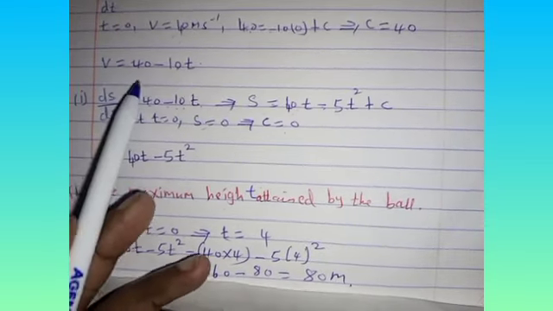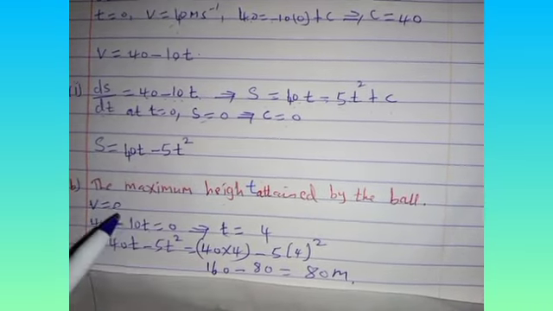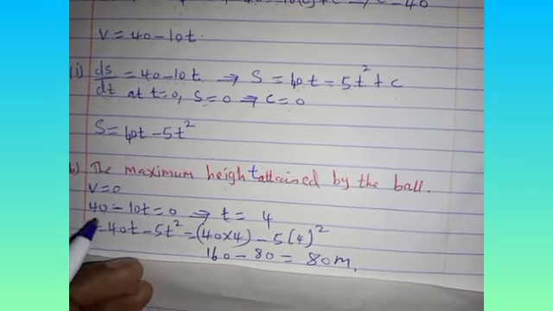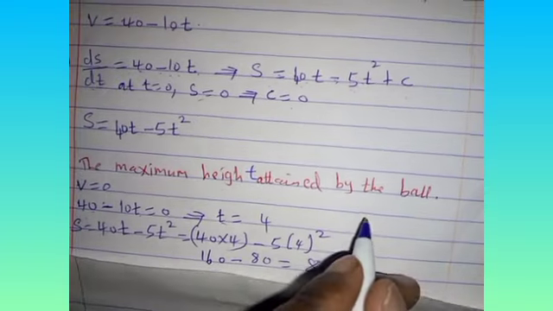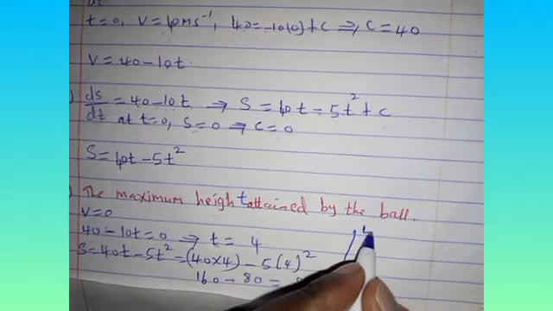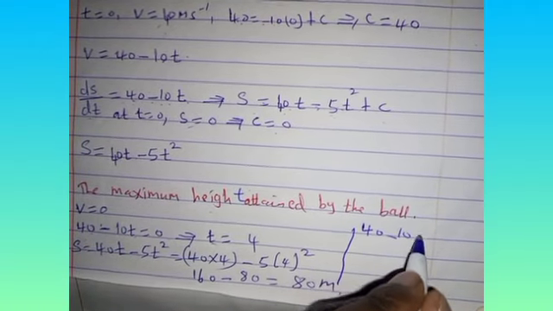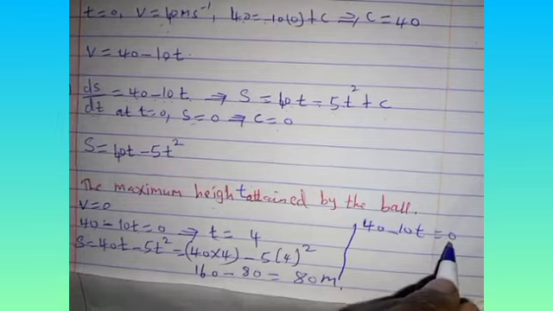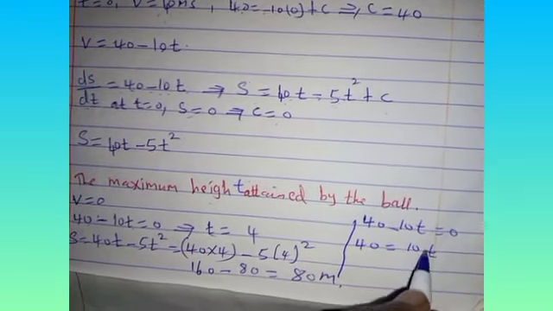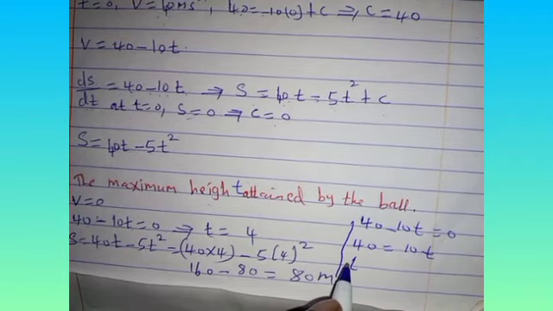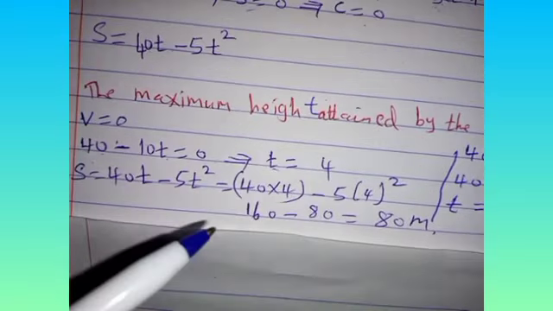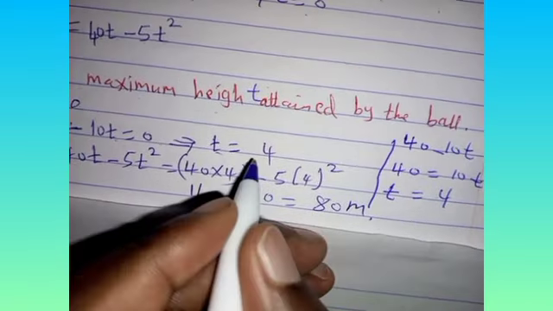So we use this equation for the velocity. We equate it with 0 to get the value of t. We have 40 minus 10t is equal to 0, meaning that 40 is equal to 10t. So you divide by 10 both sides to get t is equal to 4. So our t is equal to 4 seconds.